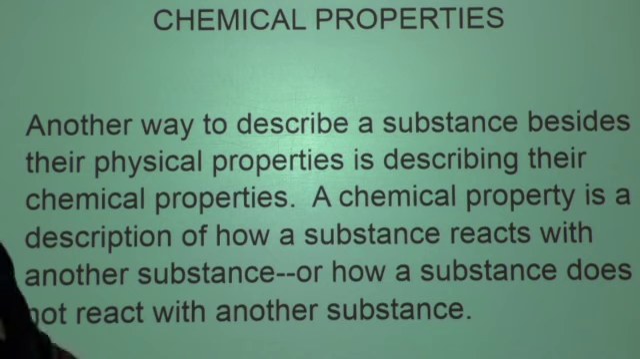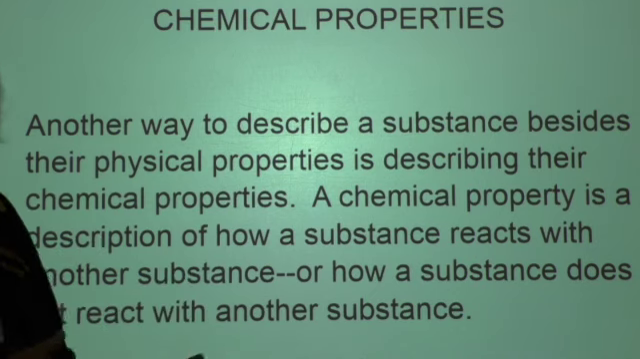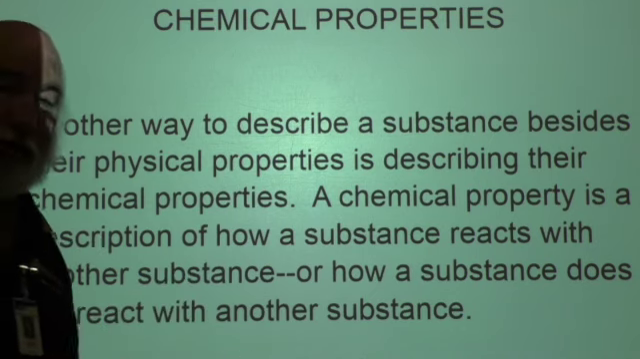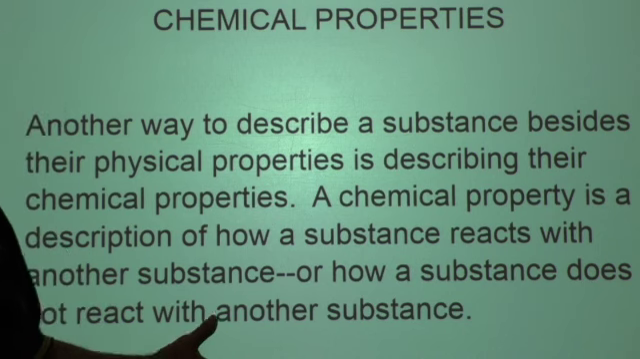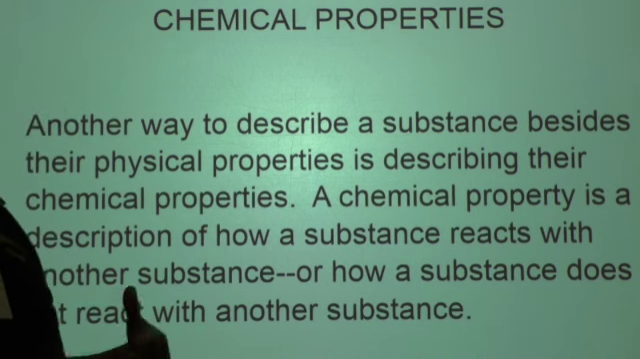Okay, our next topic is chemical properties. Now, chemical properties is another way of describing matter. So if our alien friend is even more curious as to how water can be identified, we can take the characteristics of how it reacts with other substances or doesn't react with other substances. Those are called chemical properties.